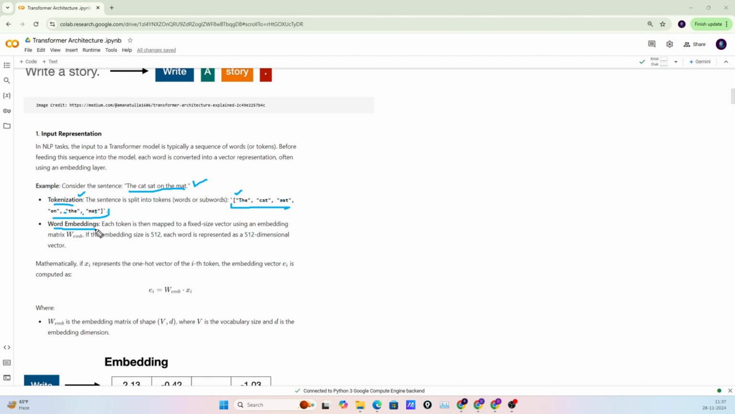We basically convert every word to a fixed-size vector by using the embedding matrix. And the dimension of the matrix depends upon our model. For example, in the original transformer we have a 512 dimension embedding size. So basically each word is represented by a 512-dimension vector. Let me explain how this works with the help of a few diagrams.